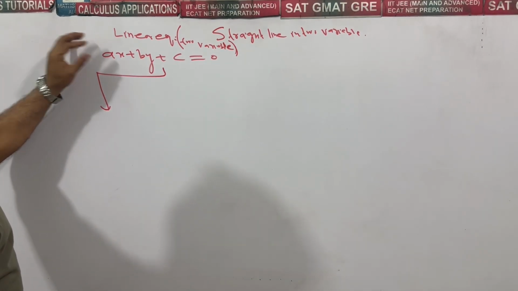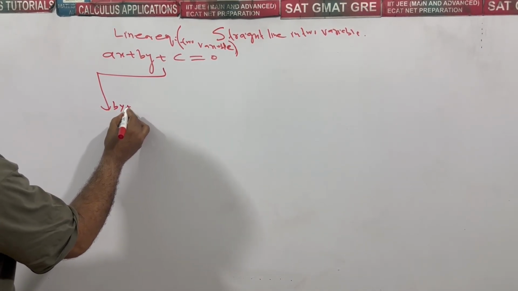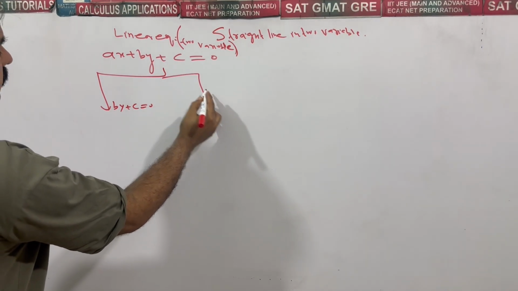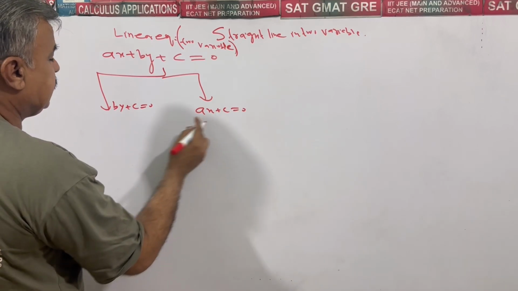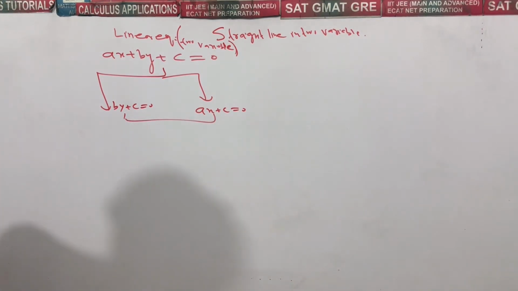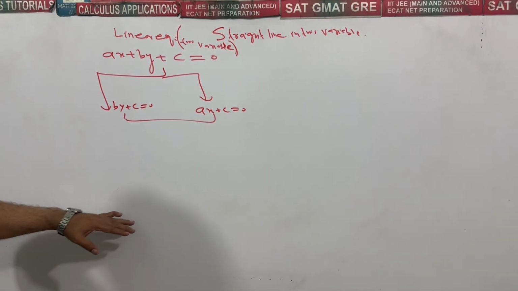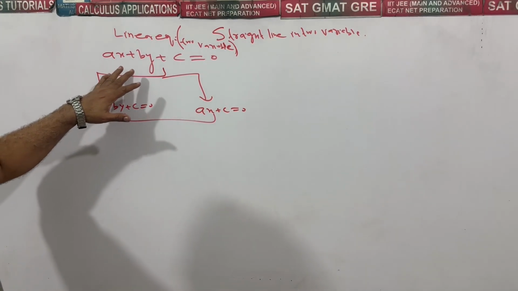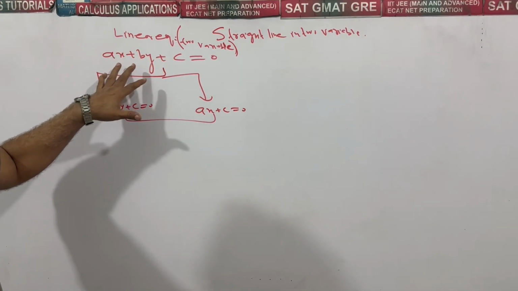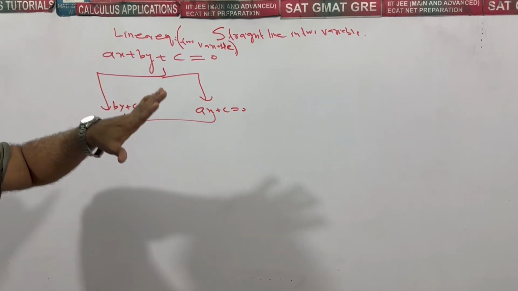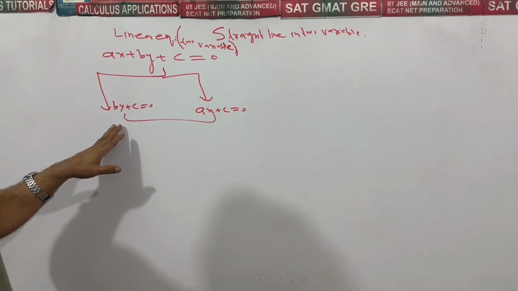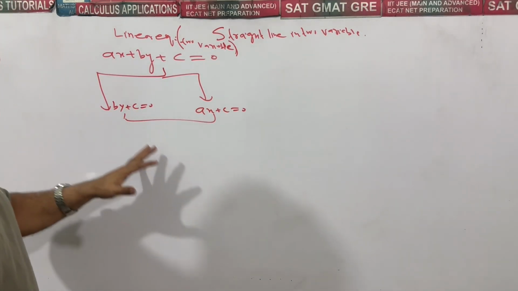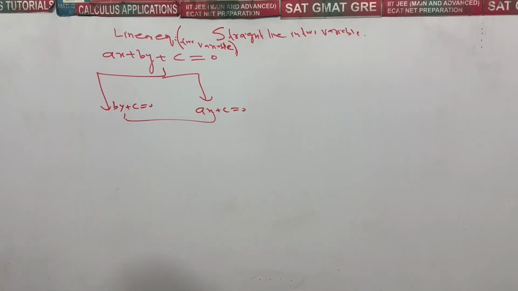Either the term of x is altogether missing, or the term having y is altogether missing. Still, they both represent a straight line. A linear equation in two variables, x and y, always represents a straight line, even when the term of x or the term of y is missing altogether.